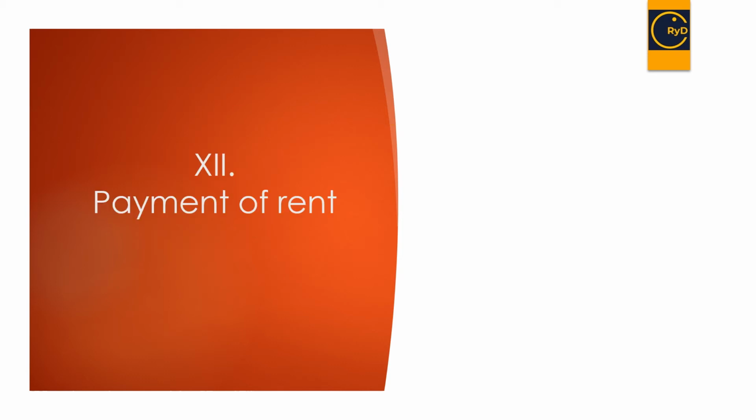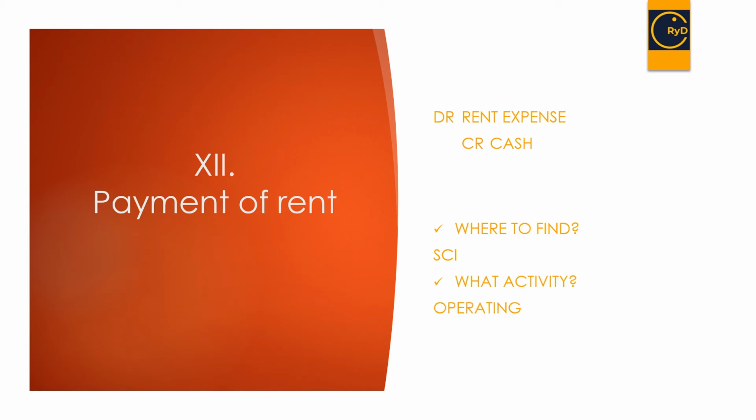Next, we have payment of rent. Our entry would be debit to rent expense, credit cash. So where can we find this? In our SCI expense portion. So the activity is operating.